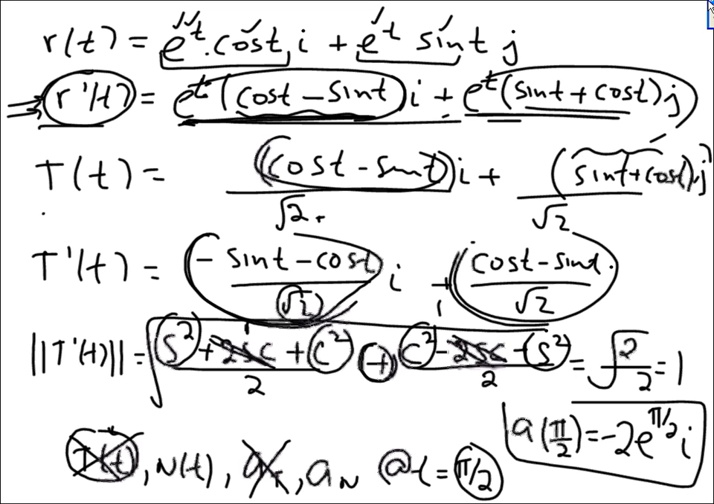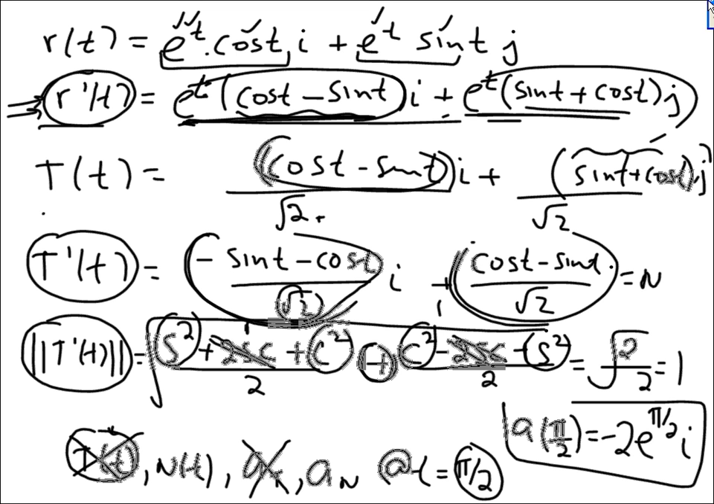So, when I take T prime of t, and I divide it by the magnitude of T prime of t, I just get back T prime of t, which is also known as N of t. T prime divided by the length of T prime is N. It's not my fault the denominator was 1. You get what you get.